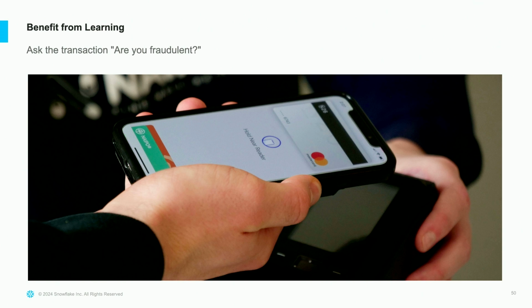And it responds, I'm 53% sure that I am fraudulent. You're like, oh, crap, 53%. That's like a coin flip. I don't know if it's fraudulent or not. So what do I do? Do I reject the transaction, or do I take the risk that it's going to be OK? I don't know what to do.